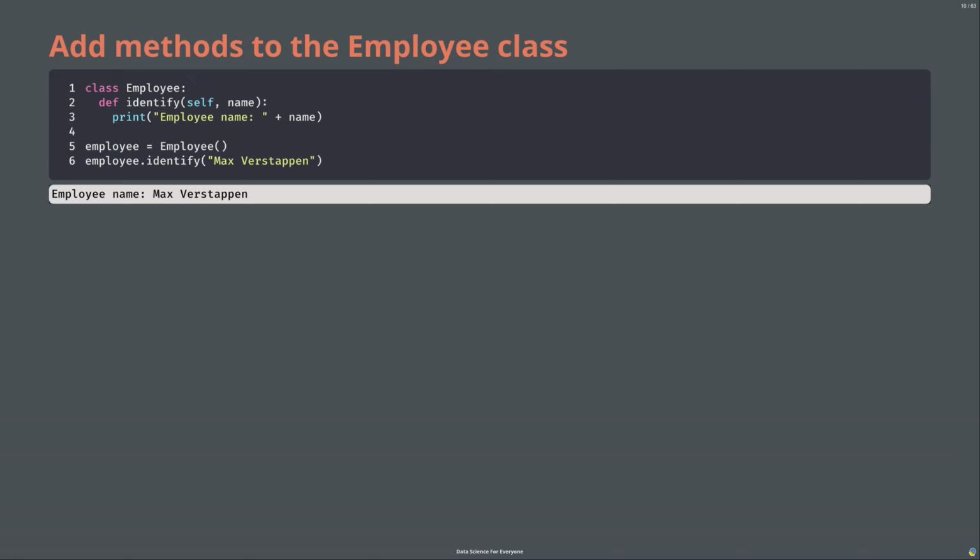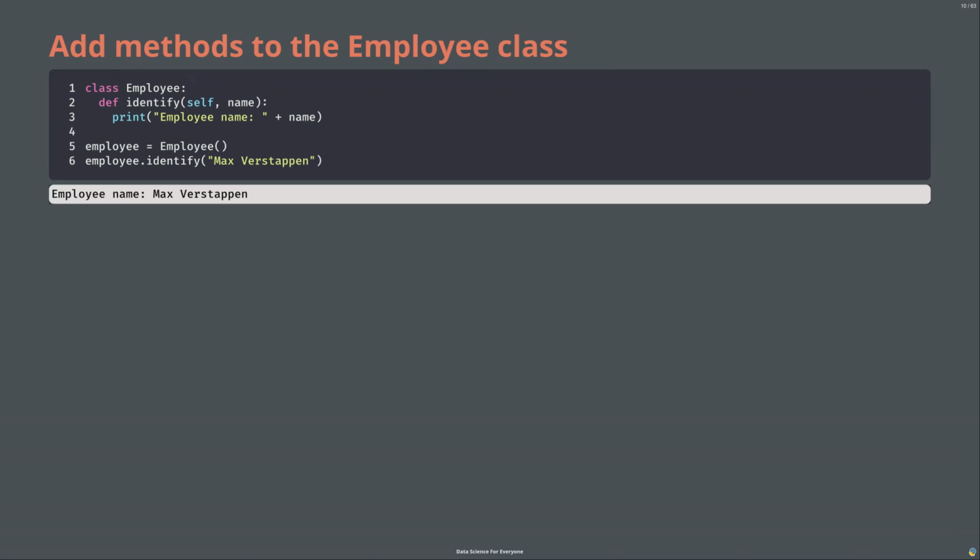In this example, we are adding a method called identify to the employee class. Methods are just like functions inside a class, and they look almost like regular functions except for one key difference. They always start with a special first parameter called self, followed by any other parameter, in this case name. This method prints out a string called employee name followed by the name.